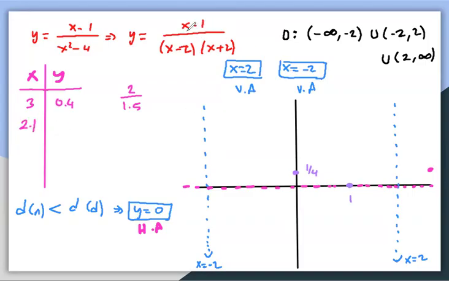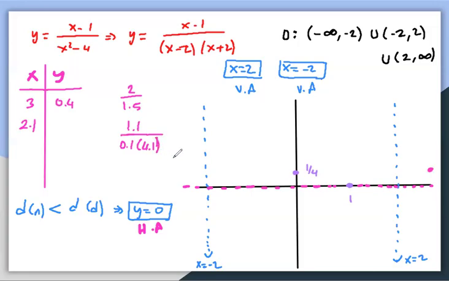So if I plug in 2.1, 2.1 minus 1 is 1.1 over, 2.1 minus 2 is 0.1, and then times x plus 2, which is 2.1 plus 2, which is 4.1. So this is going to be 1.1 over 0.1 times 4.1. If you plug this into a calculator, it will give you the value.